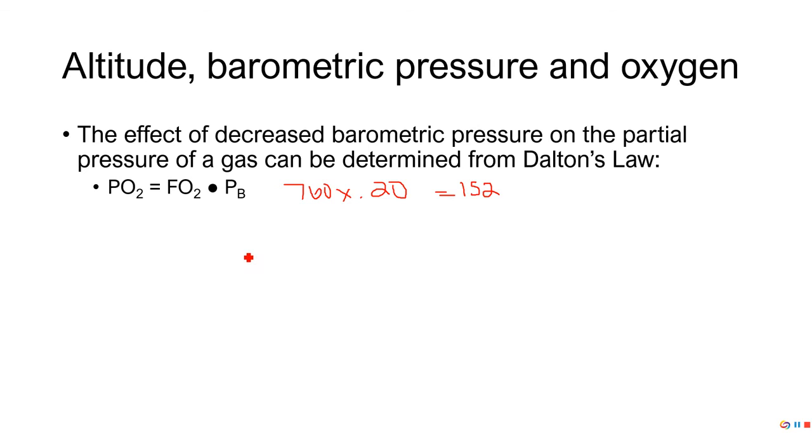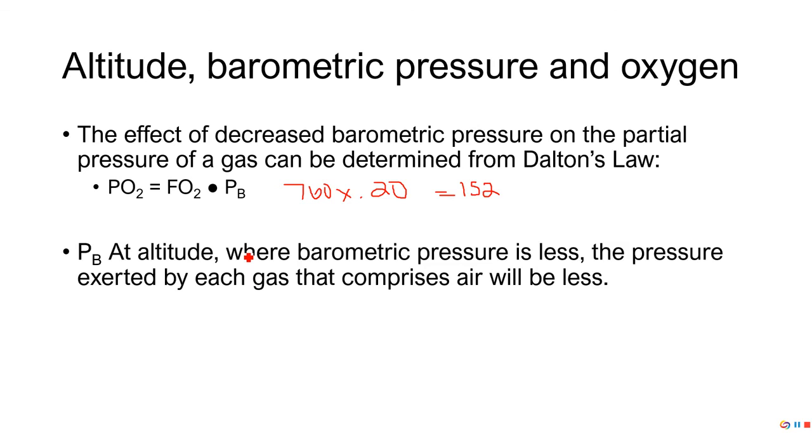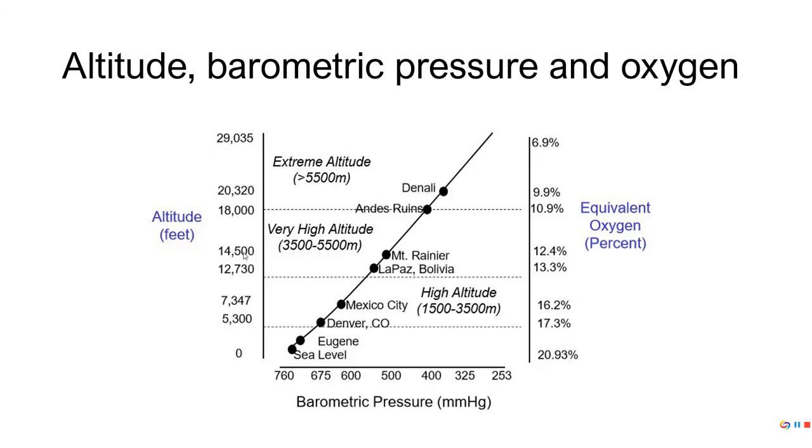All right, so when you go up in altitude, there's less air. Because there's less air, that means there's going to be less of each of the gases. So here gives you an idea of how barometric pressure or oxygen equivalent changes with altitude.